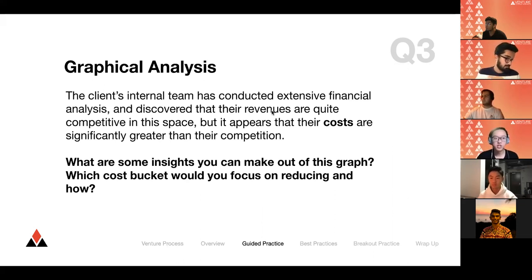So the next question is graphical analysis. The client's internal team, so this is what the interviewer might say to you, has conducted extensive financial analysis and discovered that their revenues are quite competitive in this space, but it appears that their costs are significantly greater than their competition. What are some insights you can make out of this graph, and which cost bucket would you focus on reducing, and how? So when you're provided with a graph, here are the 4 things you need to think about.